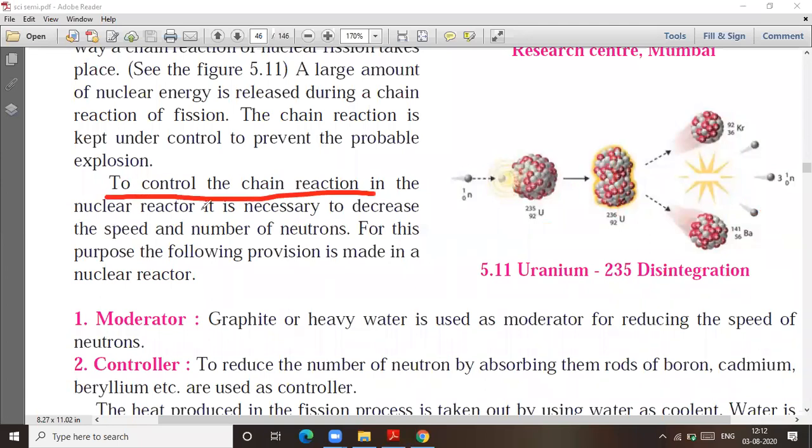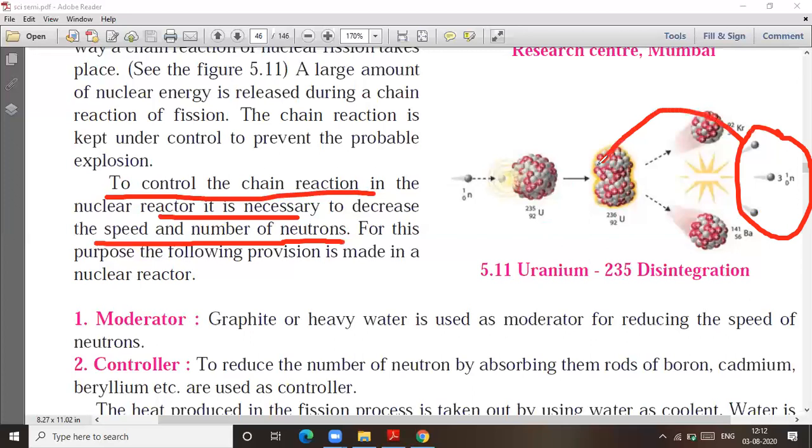To control the chain reaction in the nuclear reactor, it is necessary to decrease the speed or the number of neutrons. So what happens? Look, these three neutrons again go and bombard three more uranium 235 atoms. There is a bombardment again on the other uranium 235 atoms that are there.